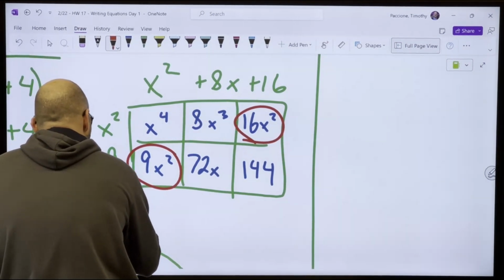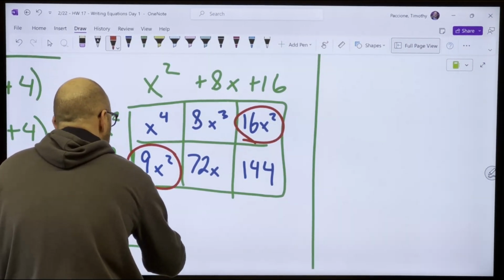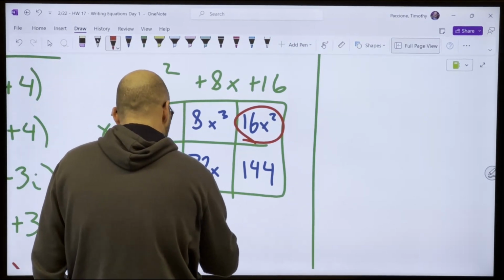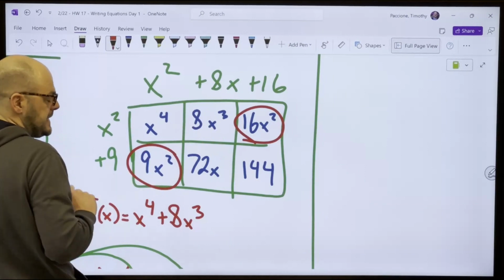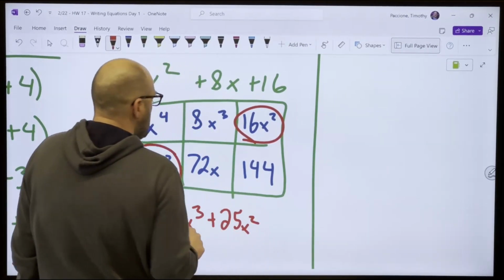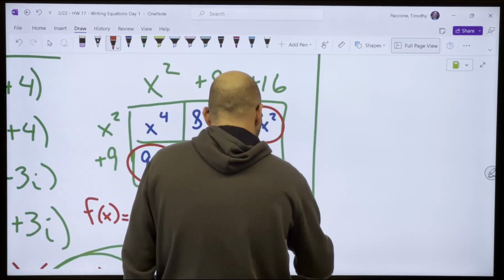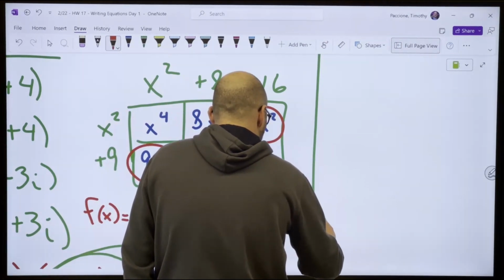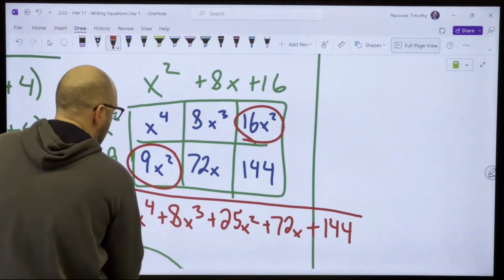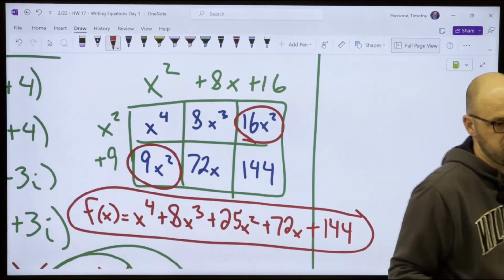That means f of x equals x to the 4th, 8x to the 3rd, 9x squared plus 16x squared is 25x squared, plus 72x plus 144. And that big thing is your answer, right?